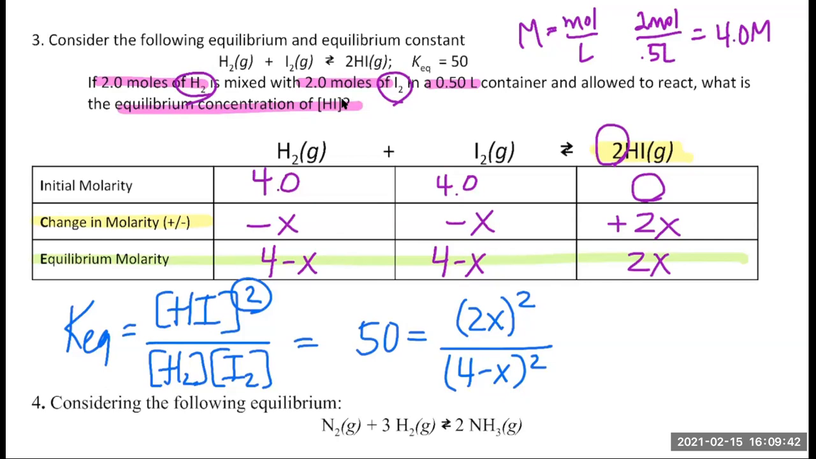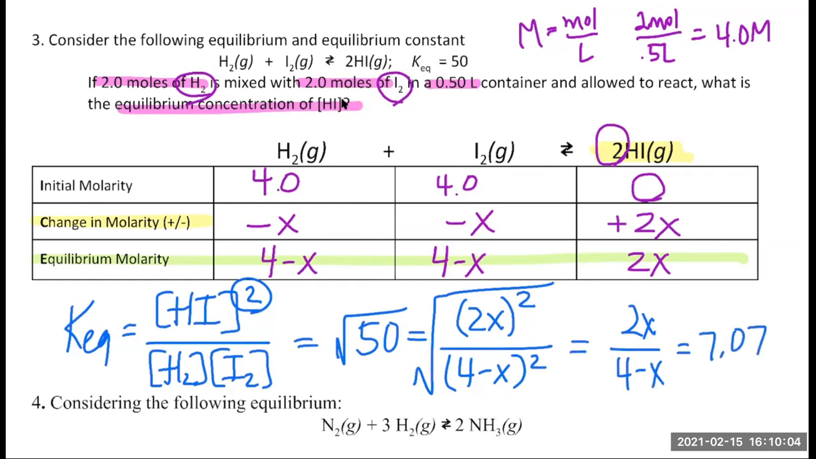So now I just need to solve for x in my equation. In order to do that, I will need to take the square root of both sides. And then I get 2x divided by 4 minus x is equal to 7.07. So my x is equal to 3.12. And that's just using algebra there on each side and combining like terms to get there.